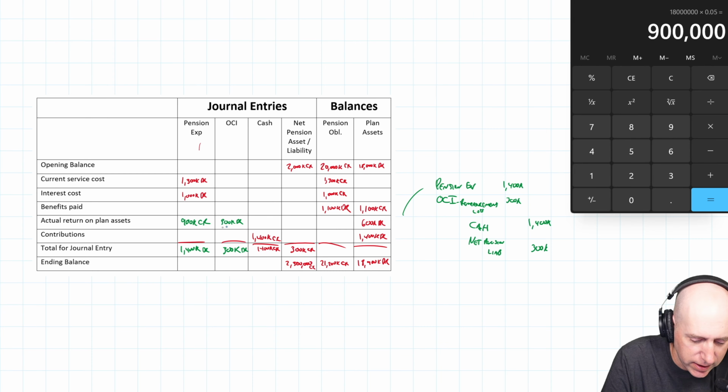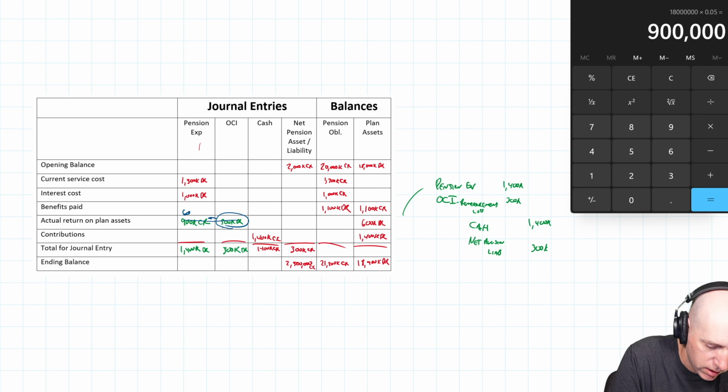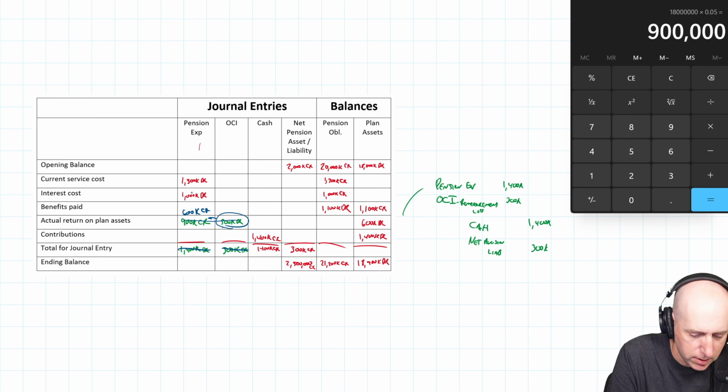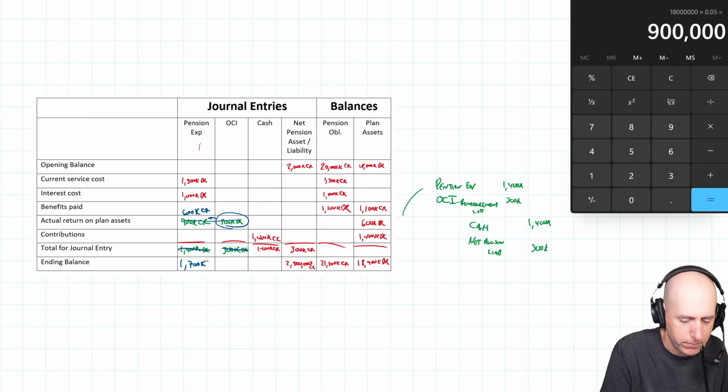Just nothing goes to OCI. So you do it the exact same way you did under IFRS, but you just move this number back into the OCI column. So I'll cross that out. It's not 1.2. It's 600,000. Credit goes there. So this number becomes 0. This number, if I add it up, 1.3 plus a million, it's 2.3 minus 600,000. It's 1.7 mil. That's it, right?